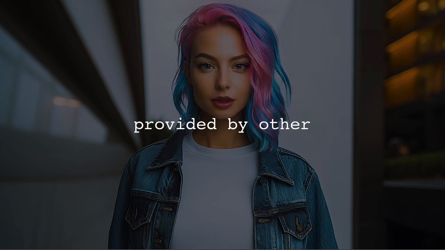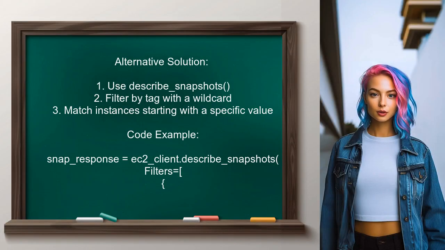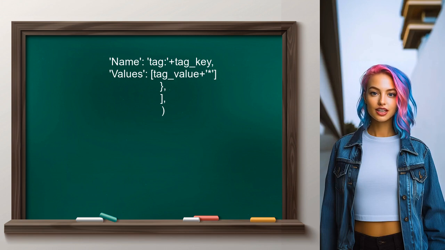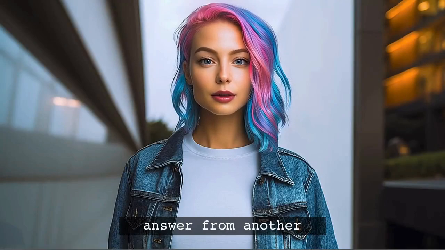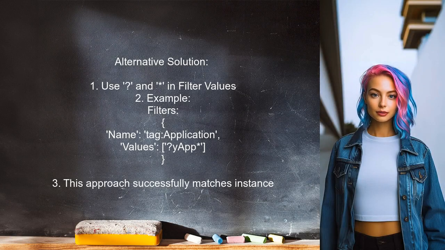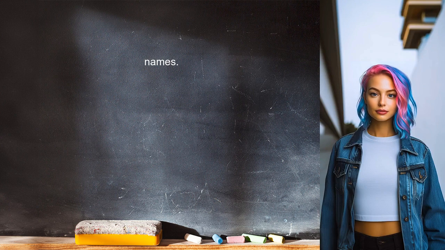Now, let's look at the answers provided by other users. Another user suggests a different approach using the describe snapshots method. They filter snapshots by tag, using a wildcard at the end of the tag value to match any instances that start with that value. Let's take a look at another answer from another user. An alternative approach shared by another user involves using the question mark and asterisk characters in the filter values. They found that this method worked effectively for their needs.